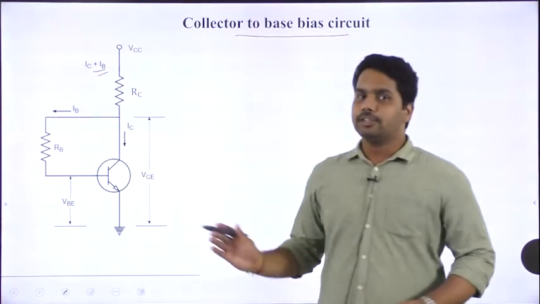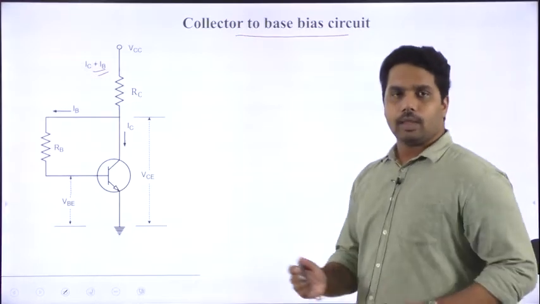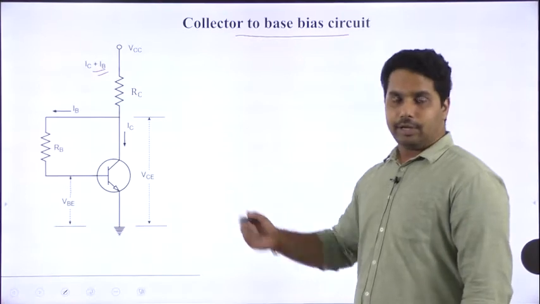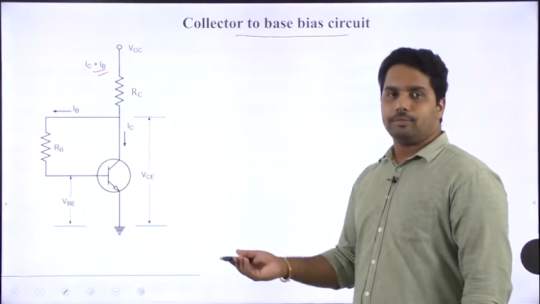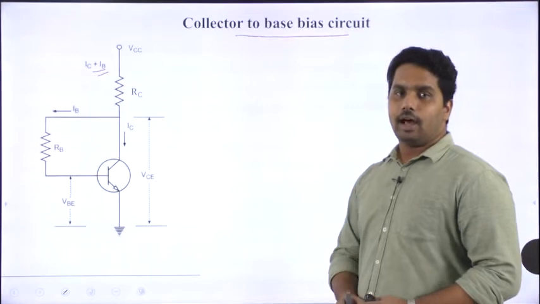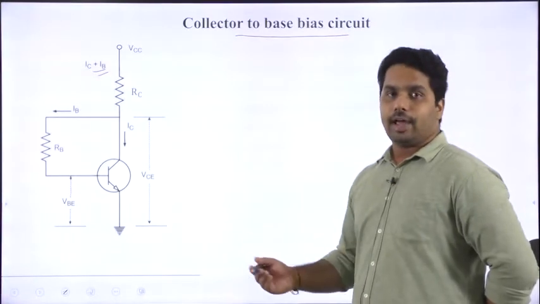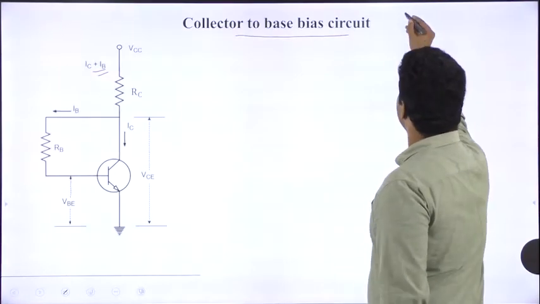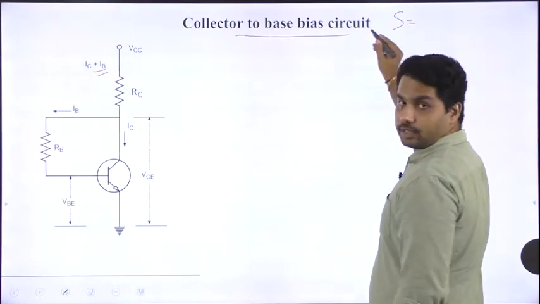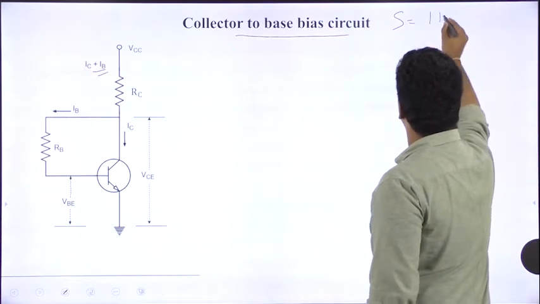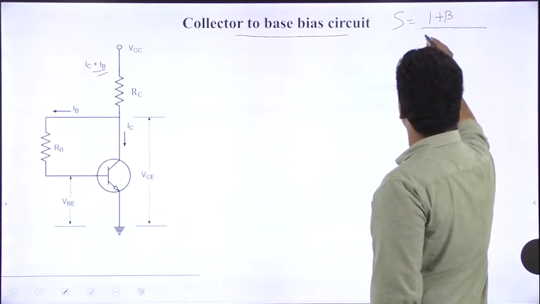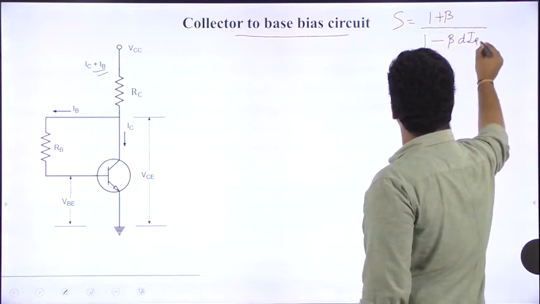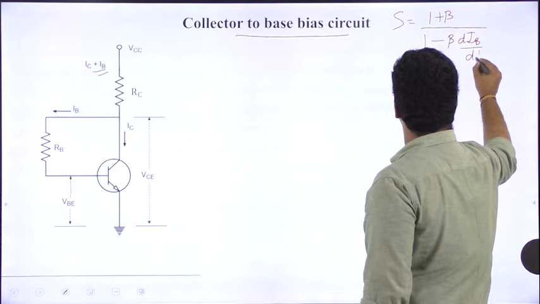For this circuit also, we have to find the stability factor. Once we find the stability factor, we can see whether this circuit has much stabilization or not. So first let me write the stability factor equation. S is equal to 1 plus beta divided by 1 minus beta into dIB by dIC.